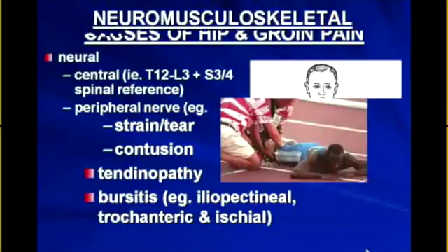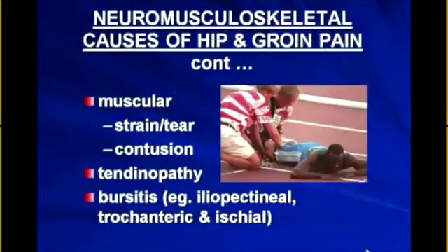We also have muscular causes of hip and groin pain, whether a strain being a grade 1, 2, or 3 injury, with grade 1 being just a few micro fibers torn, right up to a grade 3 tear, which is a complete tear. We're going to talk about contusions. We're going to talk about tendinopathy versus tendinitis versus tendinosis. So tendinopathy is simply pathology of the tendon. Tendinitis is inflammation, and tendinosis is breakdown or degeneration of the tendon.